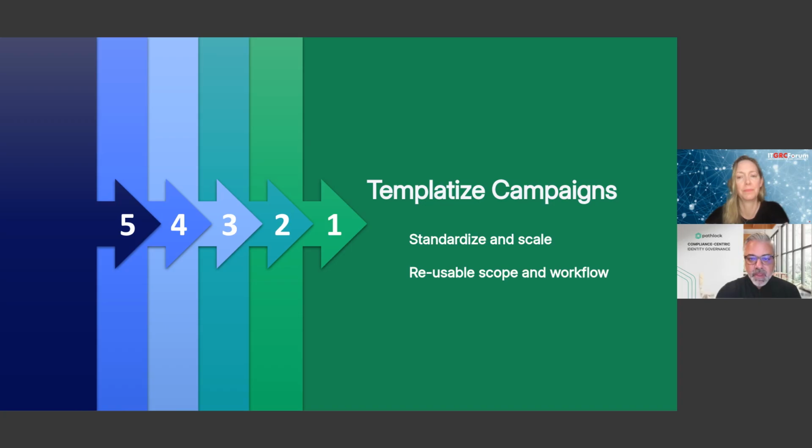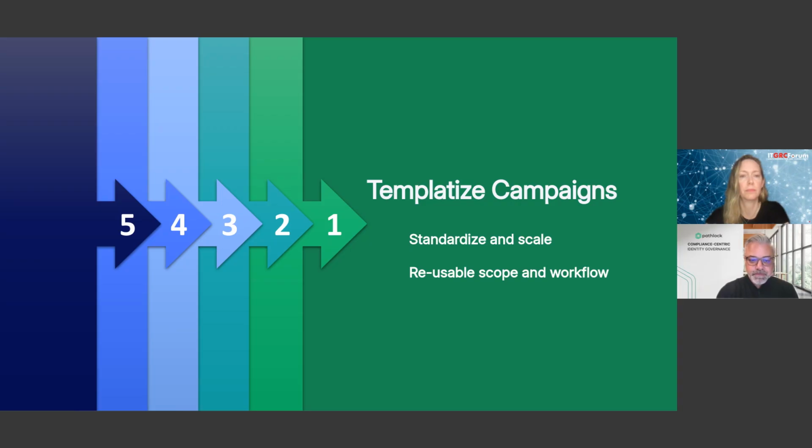Templatize your campaigns. Create reusable templates for your campaigns, whether it's by business unit, application type, or risk profile. You can standardize the process and eliminate a lot of manual overhead. You predefine the scope. Is it users? Is it roles? Reviewers? Workflows? It saves time, reduces errors, and ensures every review follows the same rules, the same structure, and the same level of scrutiny.